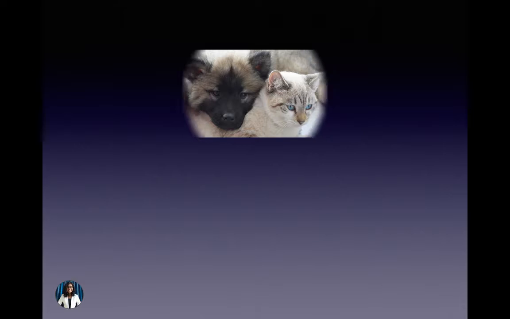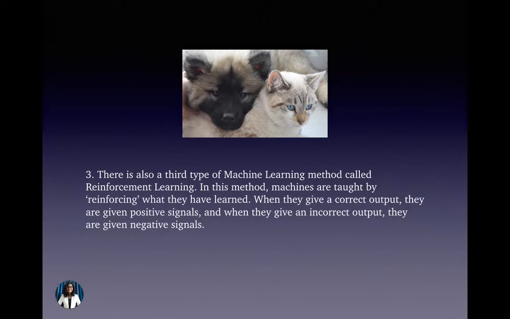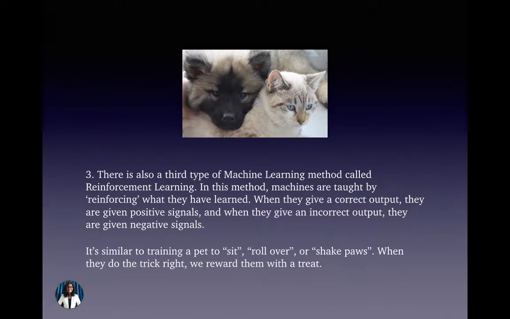Right, now coming to the third type of machine learning method, which is called reinforcement learning. In this method, machines are taught by reinforcing what they have learned. So if they give a correct output, then we give them a positive signal, while if they give an incorrect output, we give them a negative signal. This is sort of similar to training a pet, don't you think? So when they do the trick right, we reward them with a treat and we reinforce what they have learned.